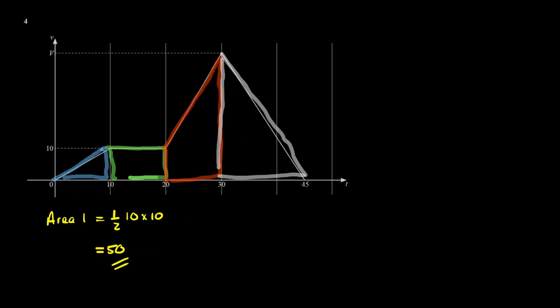Okay, let's find area 2, which is just the area of the rectangle. Well, area of a rectangle is base times height, which is 10 times 10. And so that's equal to 100.